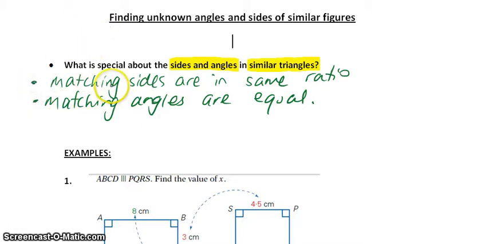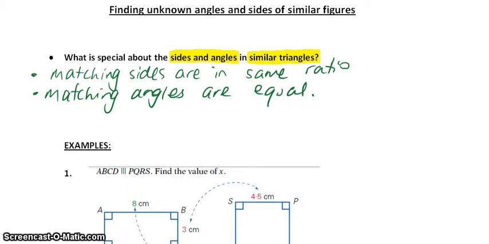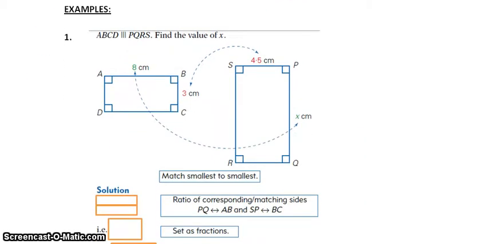So if you can show that the matching sides in the figures are in the same ratio, or all the matching angles are equal, then either one of those two things shows that the figures are similar. So let's have a look. We can use that to help us find missing sides and angles in similar figures. Let's have a look at some of these questions, starting with the first one.